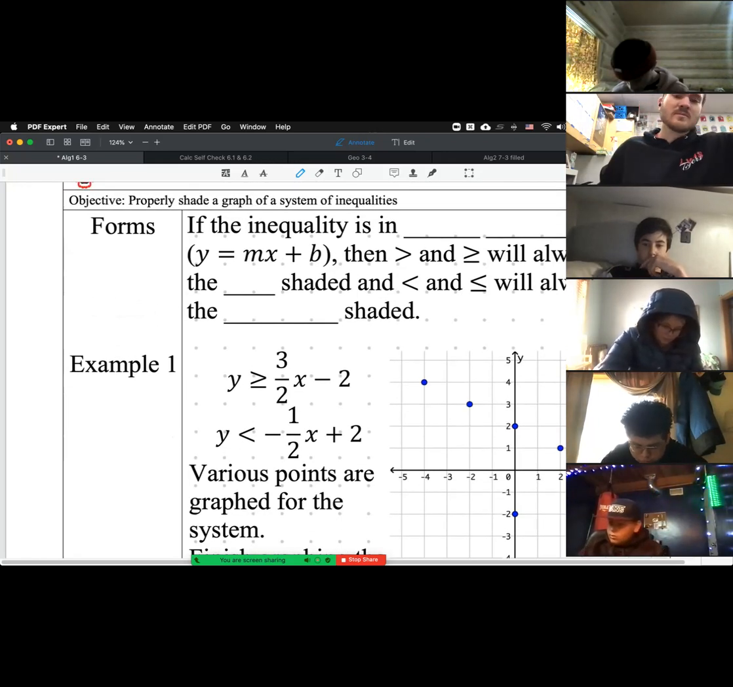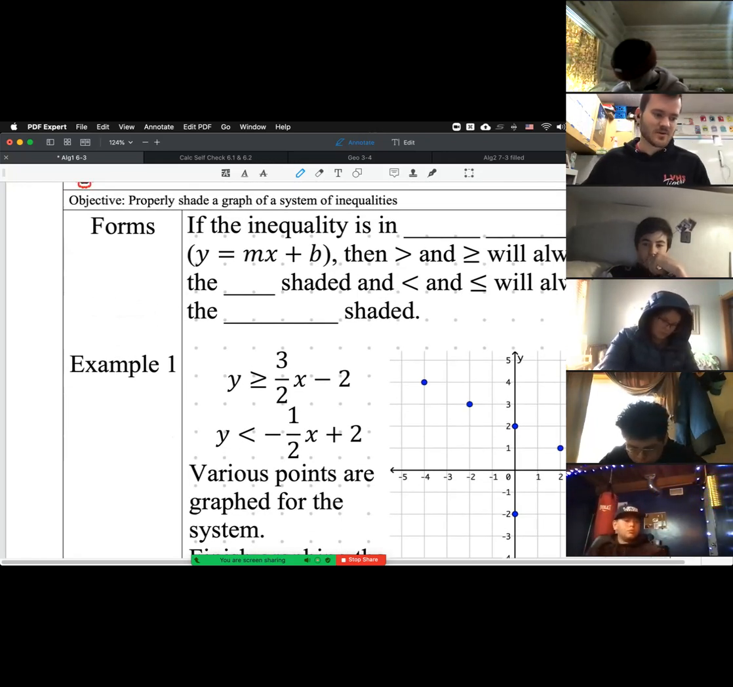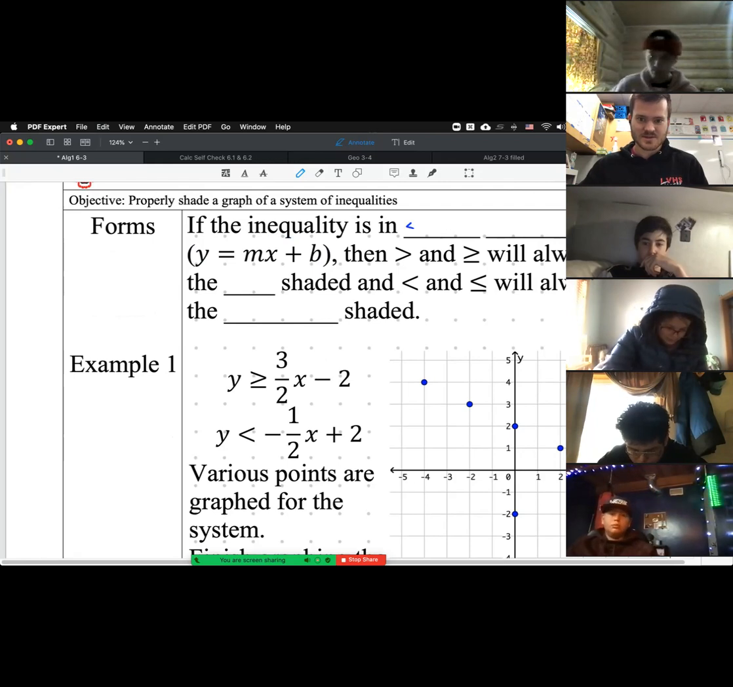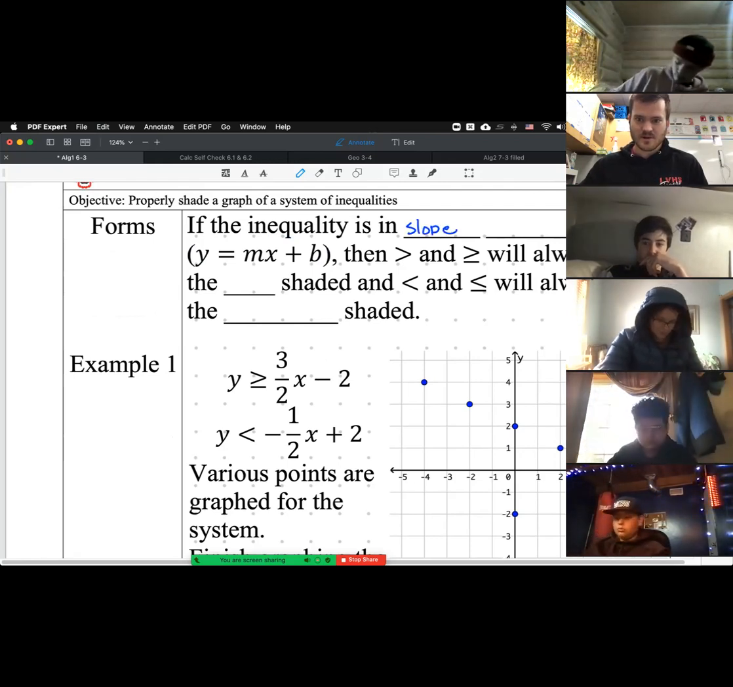So just making sure that we have the right forms. If it's in the slope intercept form, as I was talking about yesterday, this form right here, y equals mx plus b. So that's called slope intercept form.